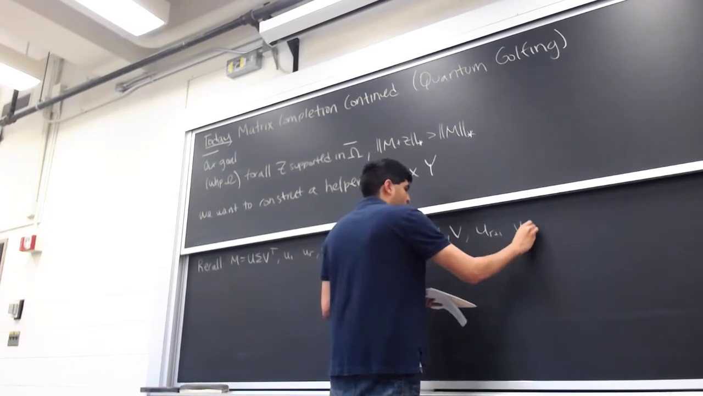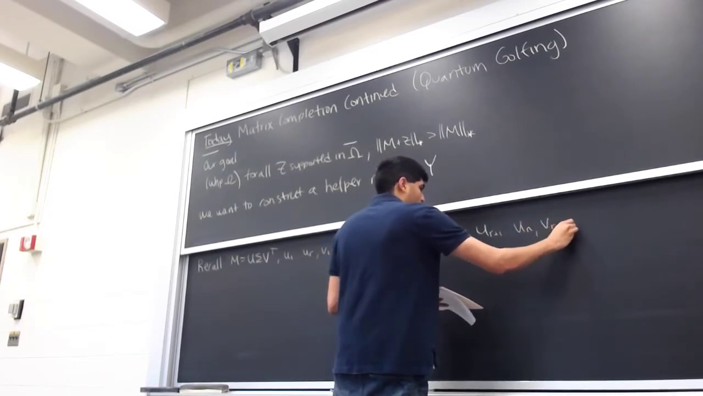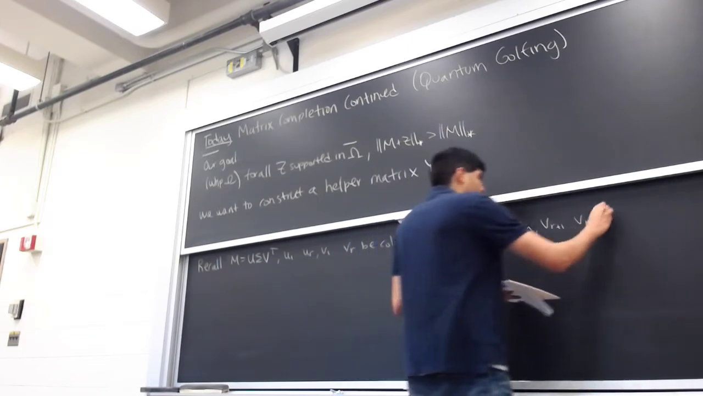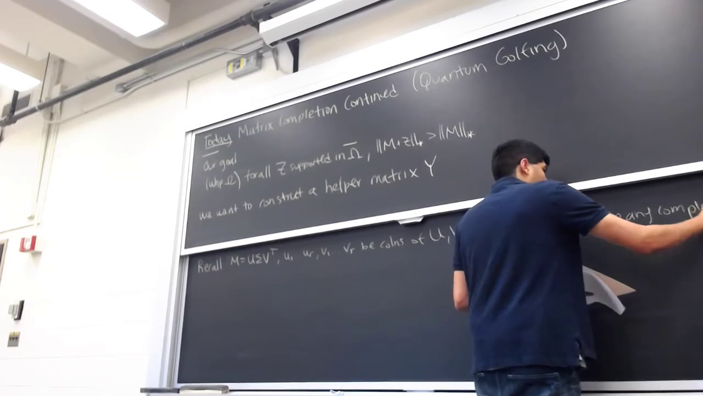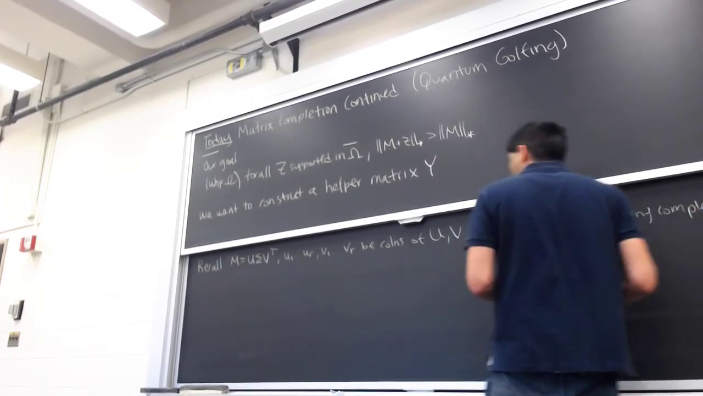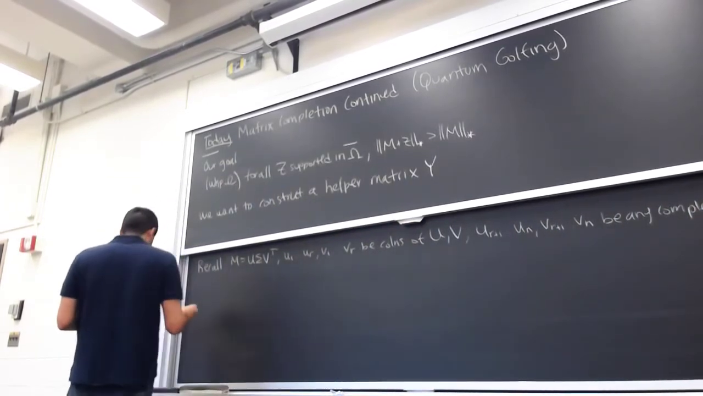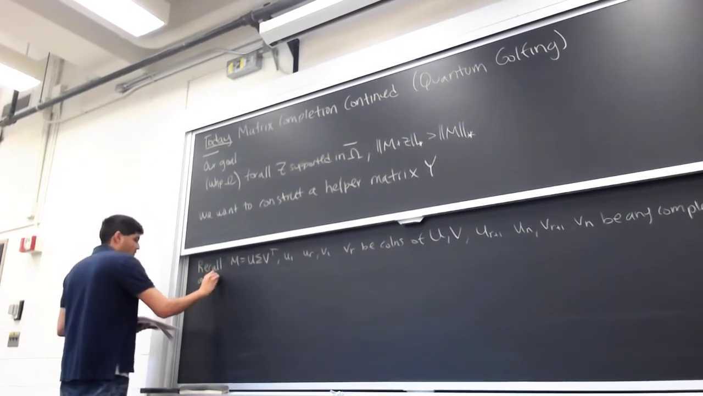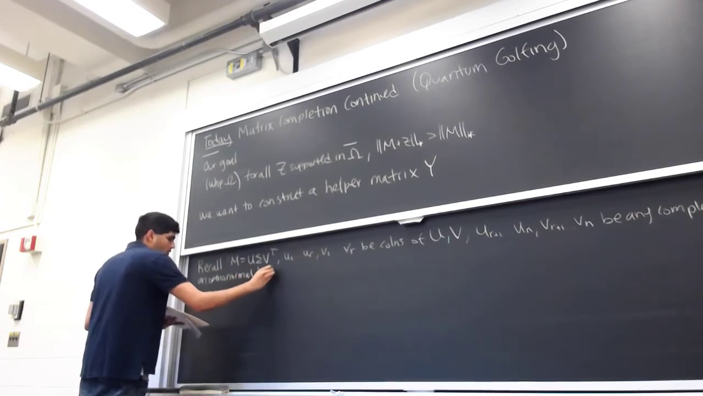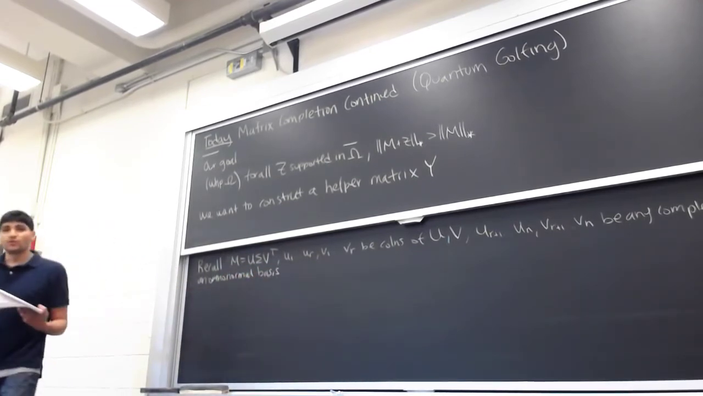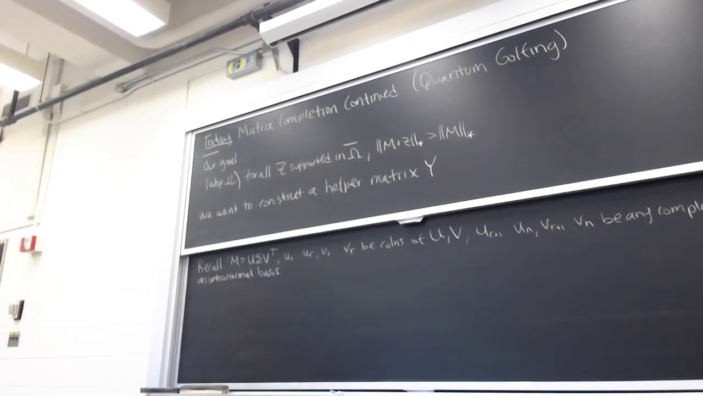Now, just to make our life simpler, I'm going to let UR plus 1 through UN and VR plus 1 through VN be any completion to an orthonormal basis. It doesn't really matter how you choose them. This is all just a thought experiment that'll allow us to define the types of objects that we need, and it doesn't matter how you do these things.